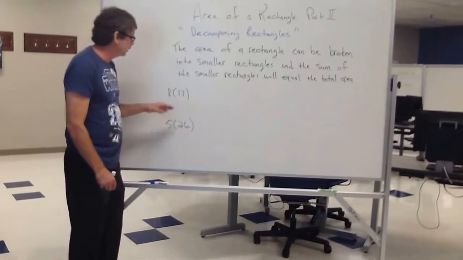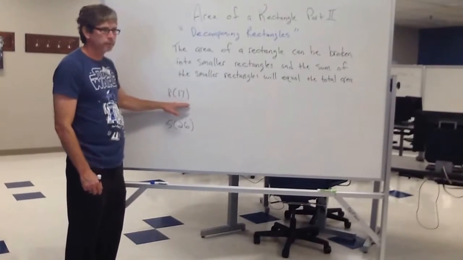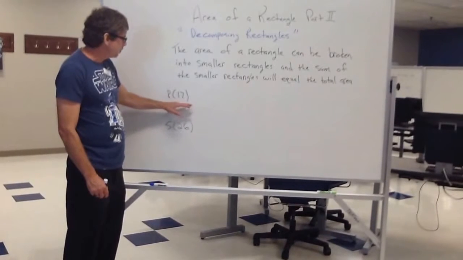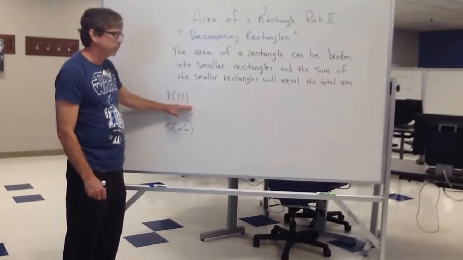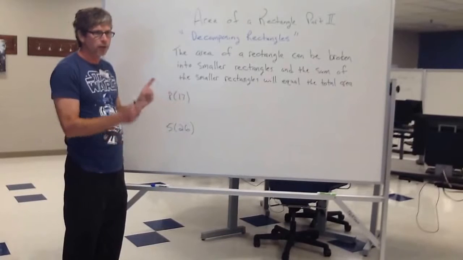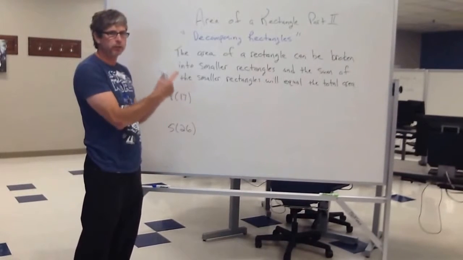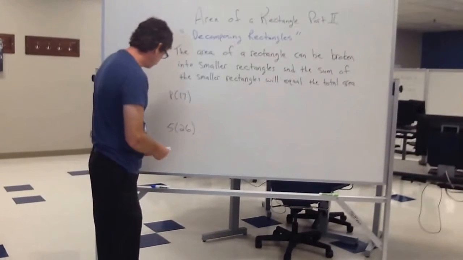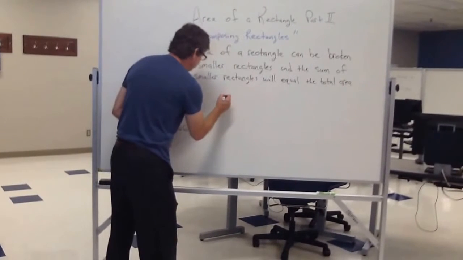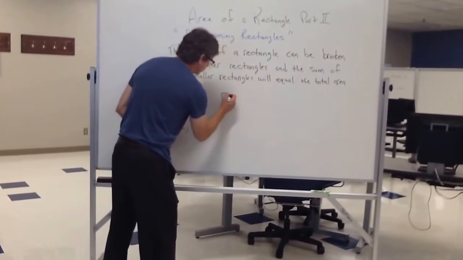So what we're going to get at here is, I have a multiplication problem, and what I want to do is model this multiplication problem using the area of a rectangle, because the area of a rectangle is multiplying two pieces together. So to do this problem, 8 times 17, I'm going to draw a rectangle.